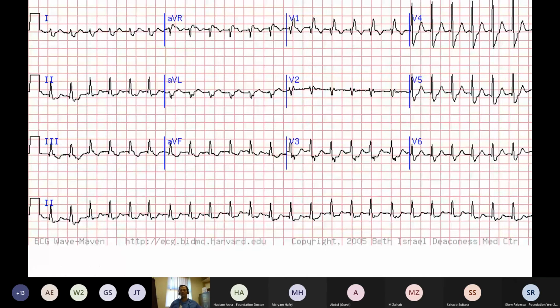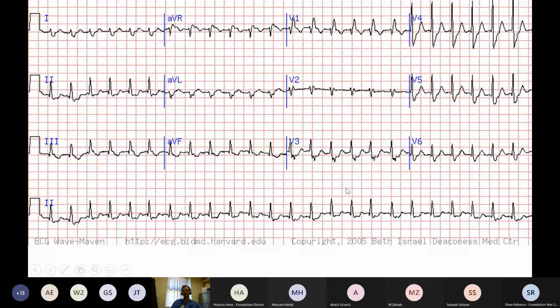Now, VT is almost always regular, unless it's polymorphic VT. So looking out for regular versus irregular VT is a very good help to you in deciding if it's VT or not. Irregular and typical right or left bundle branch block should be making you think atrial fibrillation.